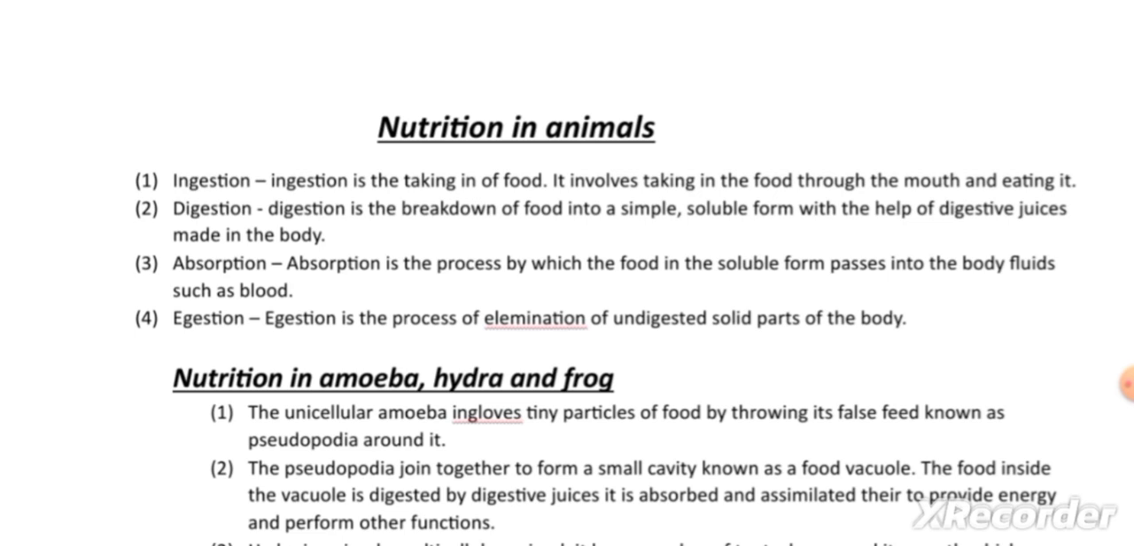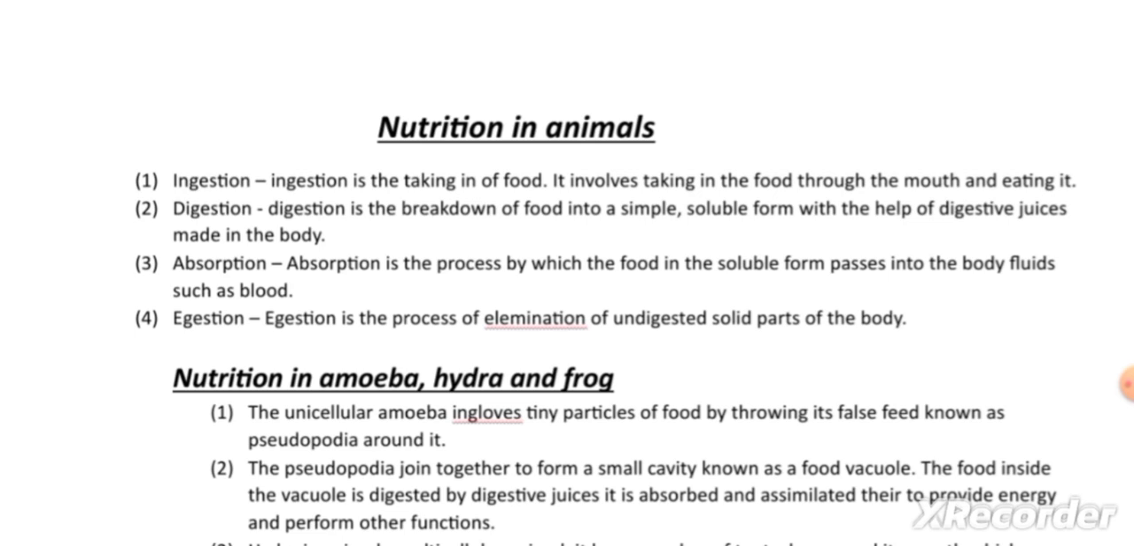Our first definition is ingestion. Ingestion is the taking in of food. It involves taking in the food through the mouth and eating it. In ingestion, we all eat food and chew it with our teeth. There are different kinds of teeth, but we will discuss this in another video.